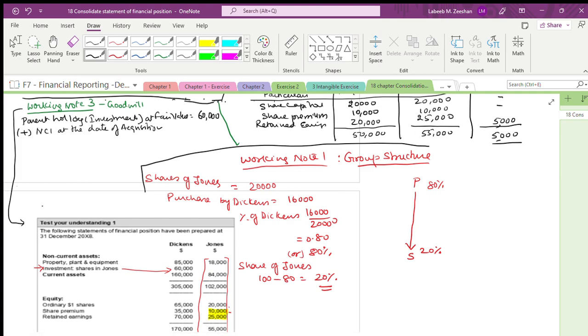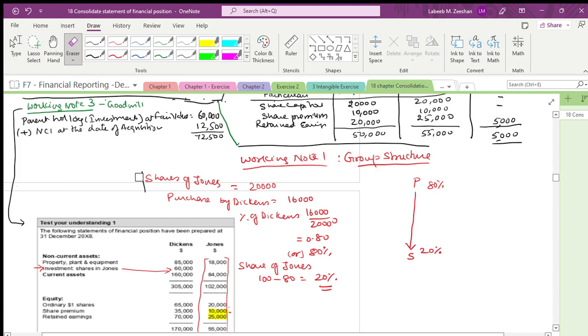Okay, non-controlling interest. How much is it? 12,500. How much will you get? You will get 72,500. Is that how much you are getting? 72,500. From this, what do we have to do?